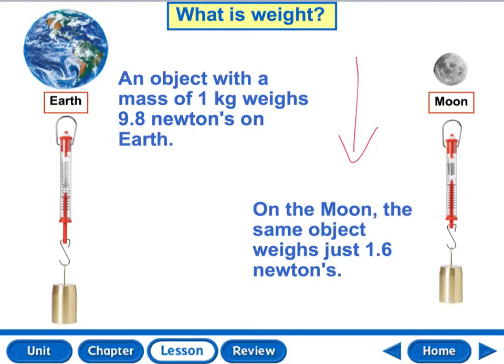Unlike mass, though, an object's weight is different on other planets and the moon. The pull of gravity on the moon is about 1/6 as strong as on Earth. So don't say the moon doesn't have gravity, it's just 1/6 of the pull. So an object's weight on the moon is only 1/6 of its weight on Earth. So say you weigh 100 pounds on Earth, if you went to the moon, you would be 1/6 of that, so you would be about 16 pounds.